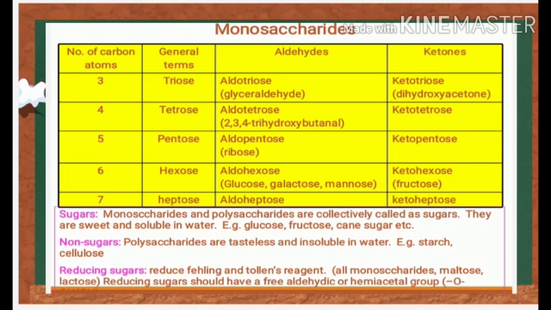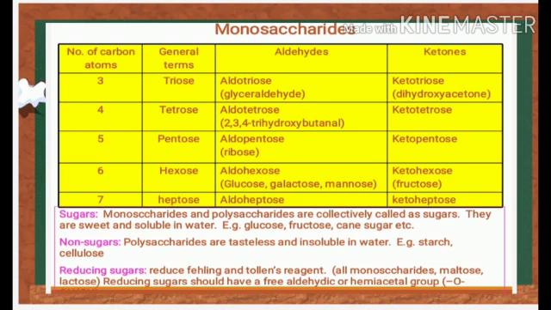The common monosaccharides are aldotriose containing 3 carbon atoms, aldotetrose 4 carbon atoms, for example erythrose, threose, aldopentose, an aldehydic carbohydrate containing 5 carbon atoms: ribose, xylose, arabinose, aldohexose, an aldehydic carbohydrate containing 6 carbon atoms: glucose, galactose, mannose, etc.